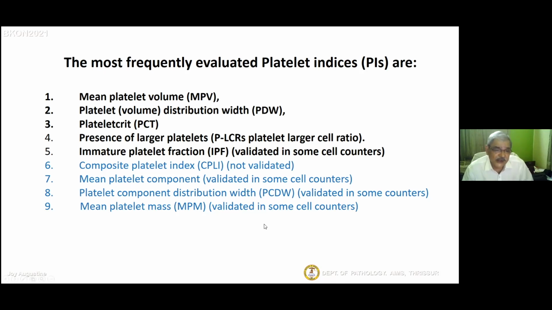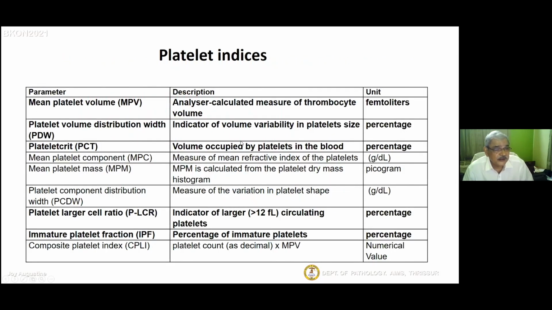And it is not validated as yet. Now, this table will tell you what is the parameter and what is the description. Mean platelet volume is an analyzer calculated measure of the platelet volume, and it is reported in femtoliters. Platelet distribution width indicates the variability, or basically the variability in size of the platelets. And this is reported as a percentage.